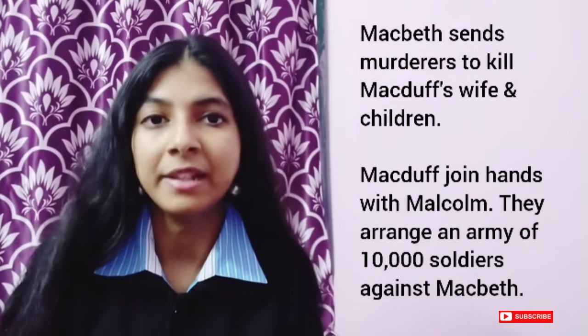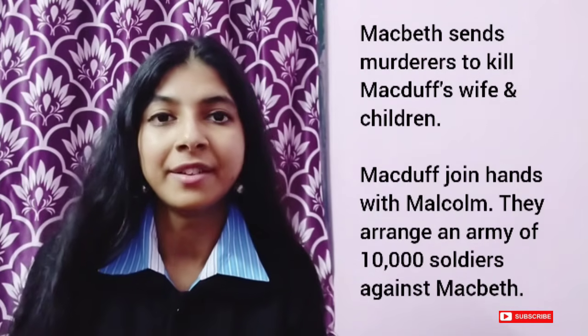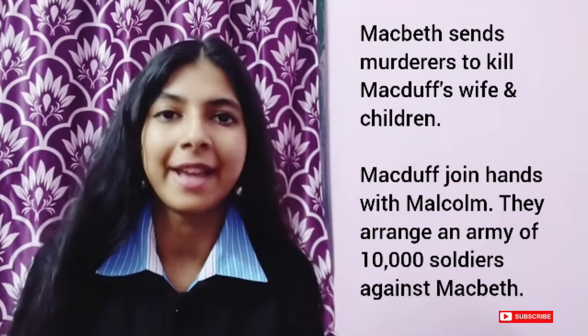When Macbeth learns that Macduff has run away to England, he sends murderers to kill Macduff's wife and children. On the other hand, Macduff has joined forces with Malcolm, King Duncan's son. Together, they arrange an army of 10,000 soldiers against Macbeth. Both Macduff and Malcolm want to defeat Macbeth.